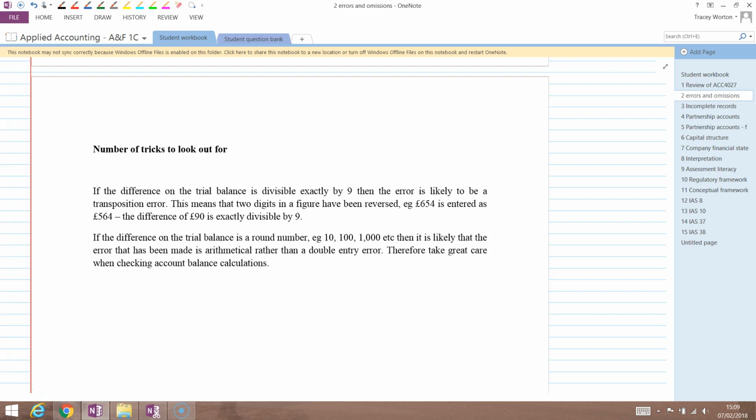Now I'd like you to have a go at the quiz that's on the Moodle page to see how much of this that you've actually understood and taken on board, and in class we will then further move on to look at questions from your question bank.